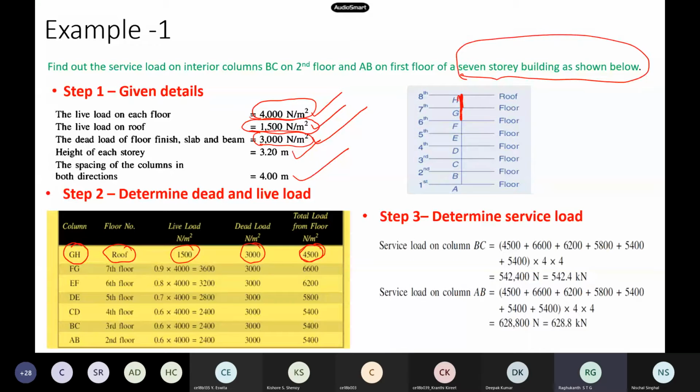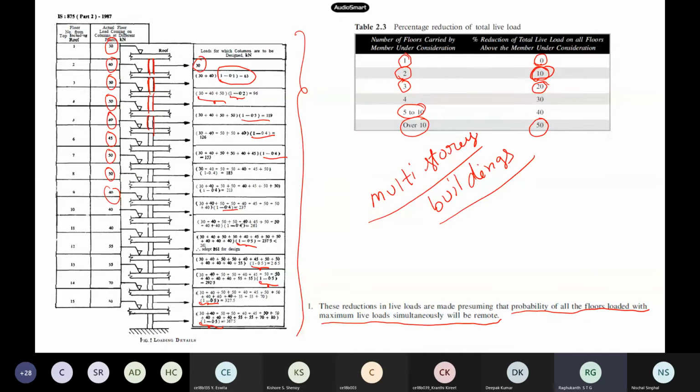Now for this column below GH, you have two above. One comes from this floor, and it is carrying the roof also. Two are there above that. So how much does it have to be reduced, according to the table? Because this column is carrying two floors, one is a roof plus the other floor. So how much does the load have to be reduced? Can you see here? What is this value?